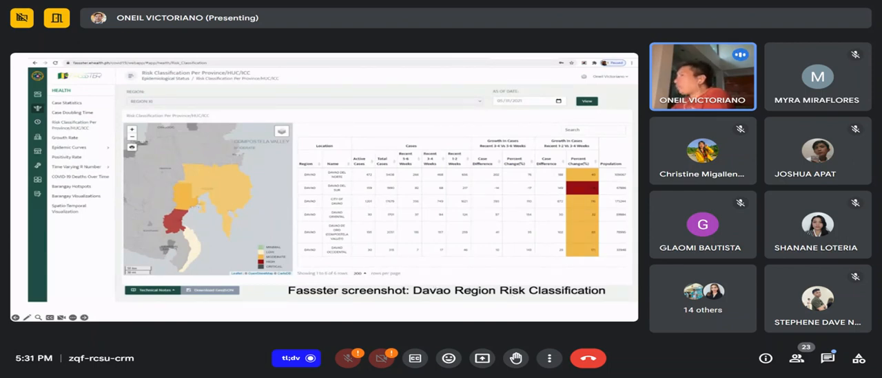So from the expert and from the data, we can put on different cases, and those cases would equate to different risk classification. So these are just an example from the COVID time, to be able to say what's the classification for a particular region.